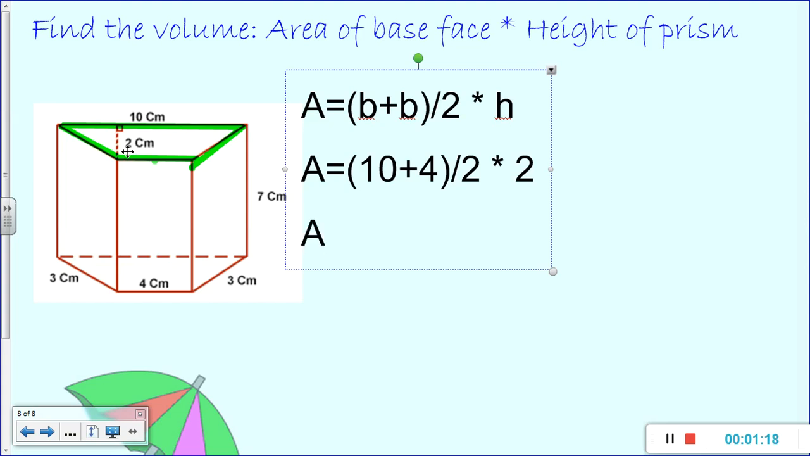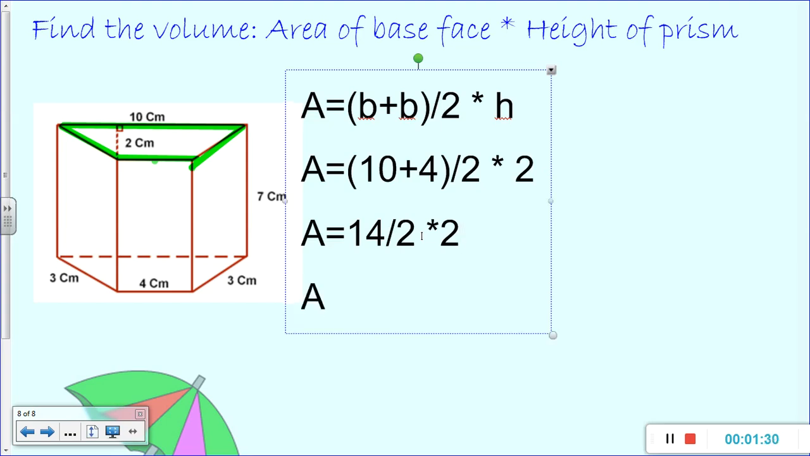Okay, so let's think about this. 10 plus 4 is 14. And then when I divide by 2 and multiply by 2, those cancel out, right? Because 14 divided by 2 is 7. Multiply that by 2 again, and I'm right back at 14. So for the area of my trapezoid, I have 14 square centimeters.